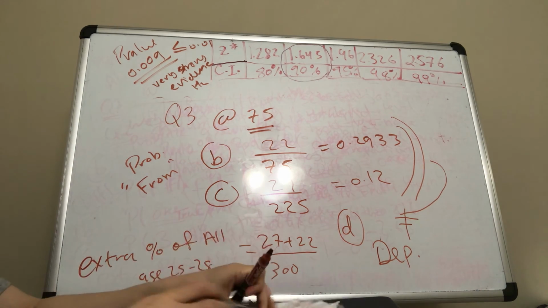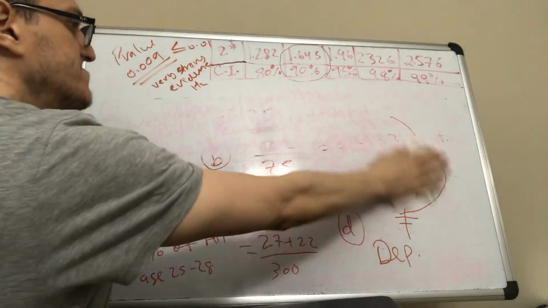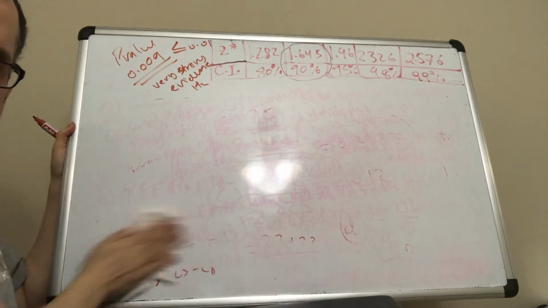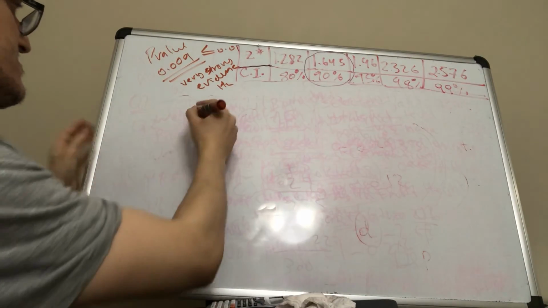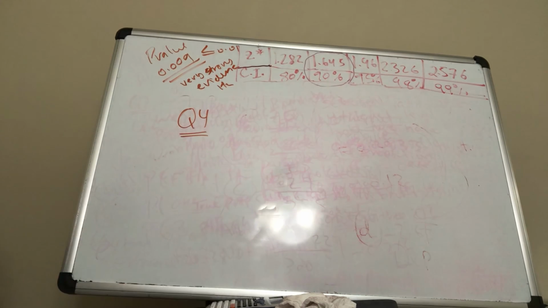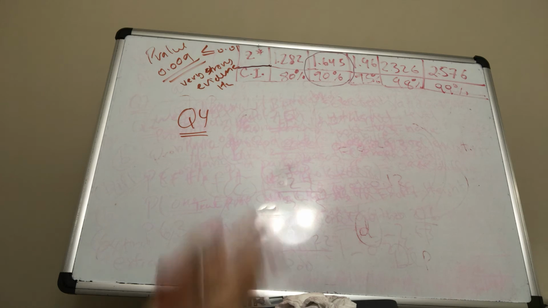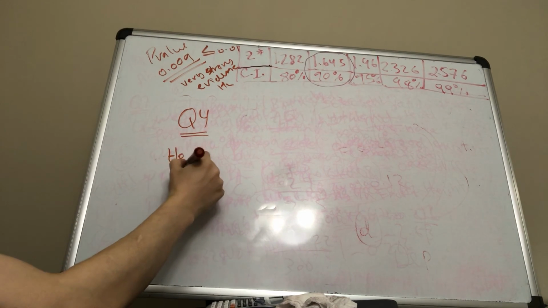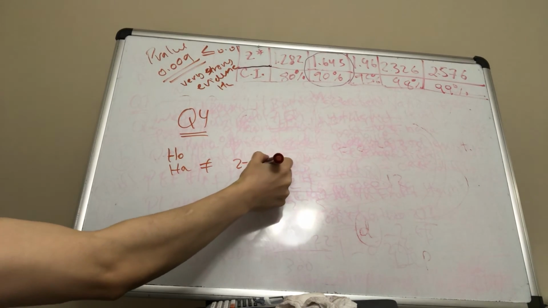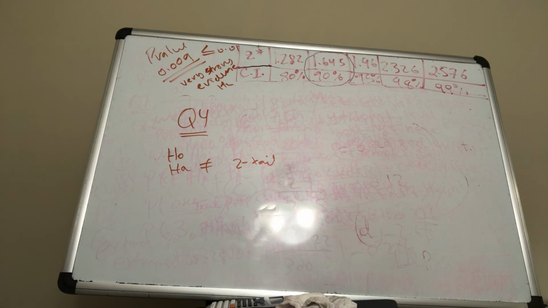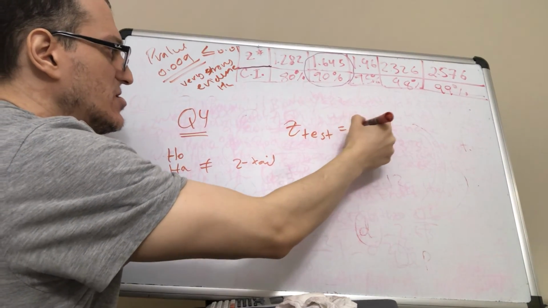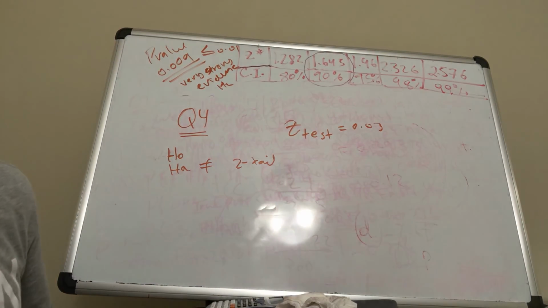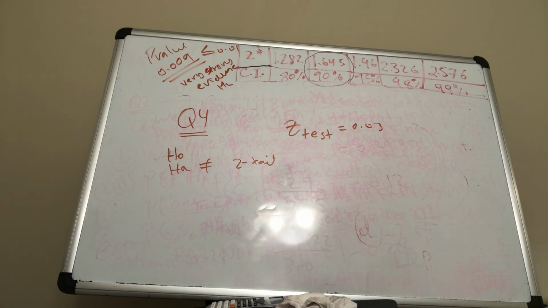Okay, we keep going to question 4. A researcher wants to know if the proportion of international students differs. Differs, I told you, means not equal, so H_A is not equal right away. And they found Z from the test to be 0.3. What's the p-value? And I believe they did something wrong in this one too.